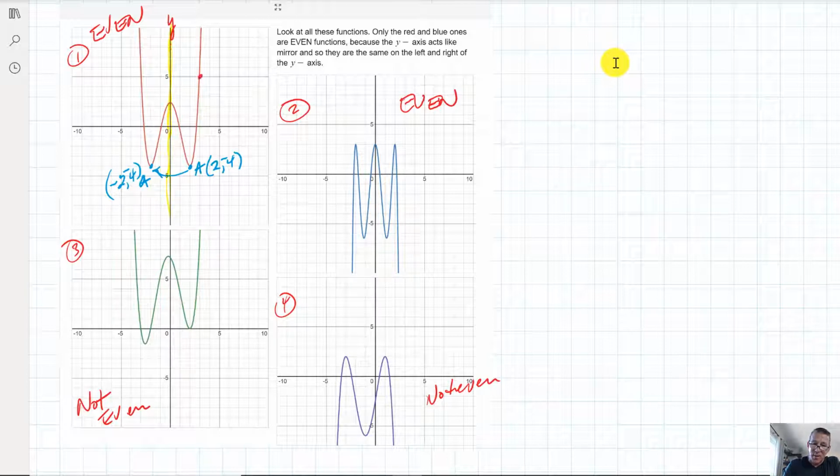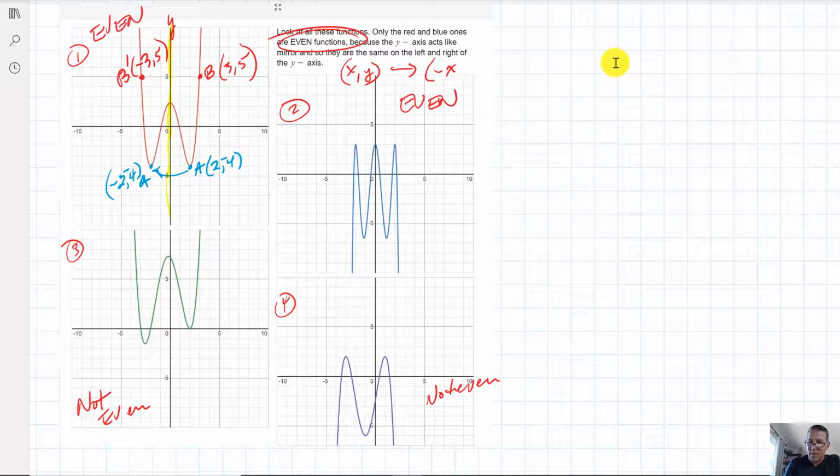So look at this point right here. Let's call it B. This B is (3, 5). If you're going to reflect it, it's the same distance on the opposite side, so it's 3 units away on the other side. So B prime right here should be at (-3, 5). Notice that only the x-coordinate changed, not the y-coordinate. So for even functions, any point (x, y) gets reflected across the axis to the opposite of x, y. Notice the y-coordinate did not change.